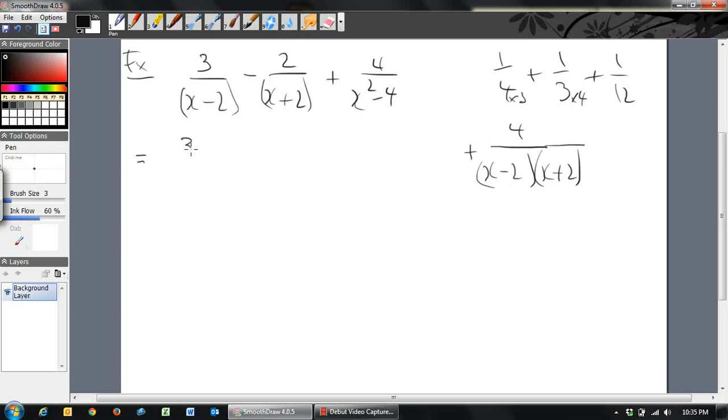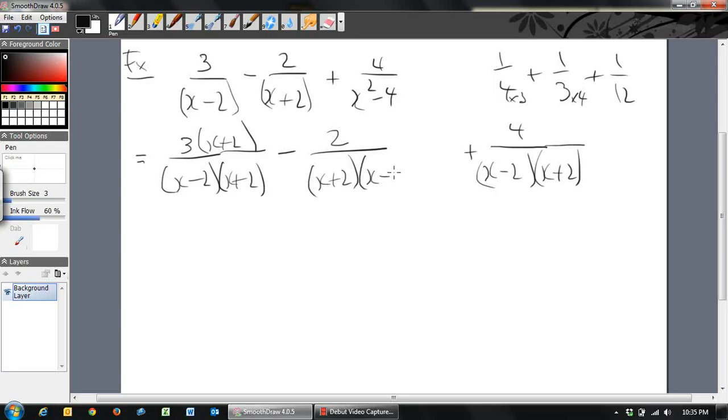So let's do that. So we've got 3 over x minus 2. Let's multiply that by x plus 2, so we match the denominators, and then we'll have x plus 2 right there. Minus 2 over x plus 2. Again, we want to match it, so let's times it by x minus 2, and the top line by x minus 2. Right, looks messy. It'll clean up really quickly. What's on the bottom line? The bottom line will just be our x minus 2, x plus 2.